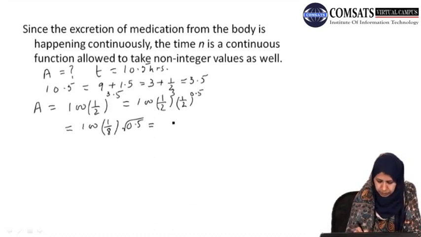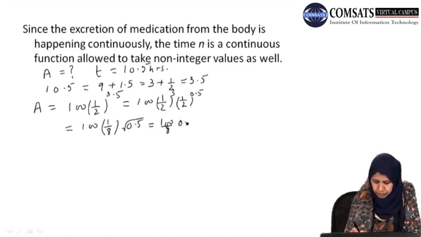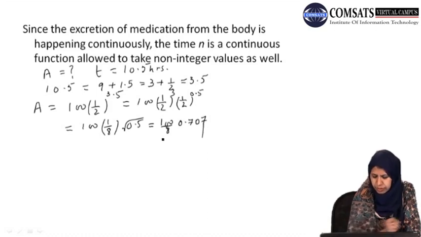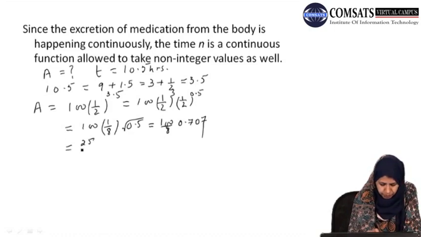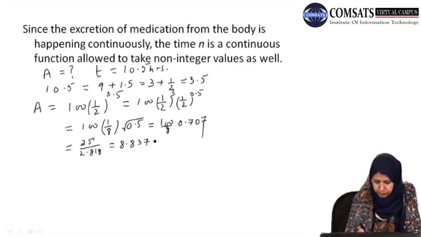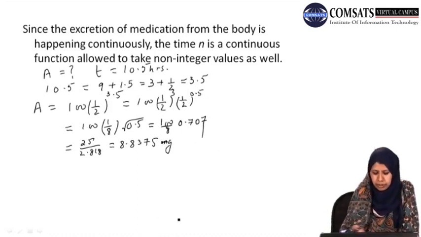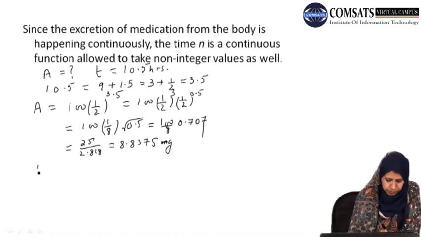which is 100 by 8 into 0.707 approximately, and by simplifying all this we obtain 25 by 2.818, which is nothing but 8.8375 milligrams of the medicine left in the body after 10.5 hours, or rescaling n equal to 3.5.